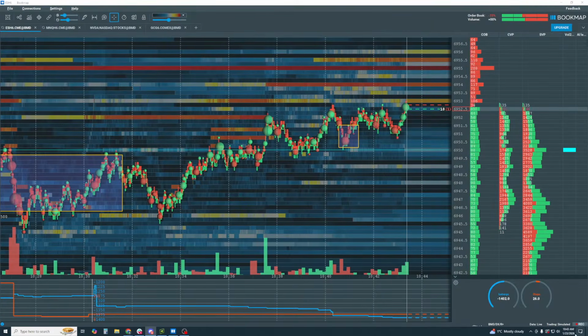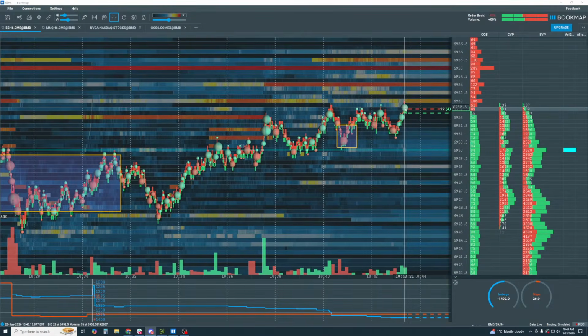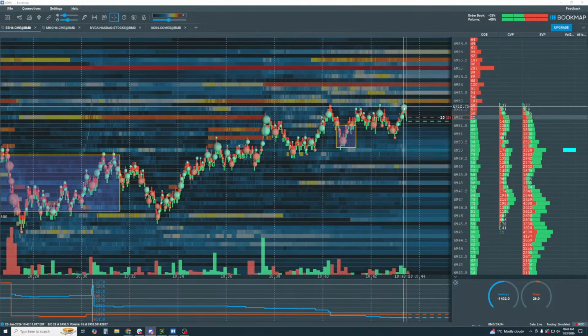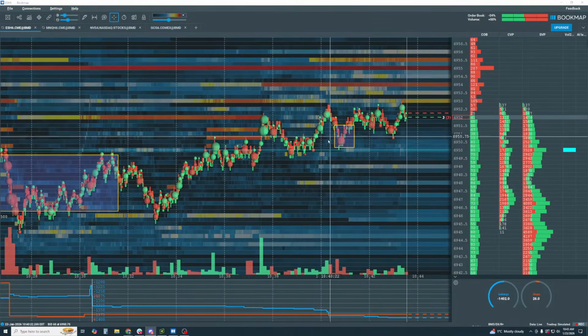So here we go, still looking for that squeeze, guys. Now I'm looking for a really quick move here to unfold and just trade into all this high liquidity up in here, sweep the order book.